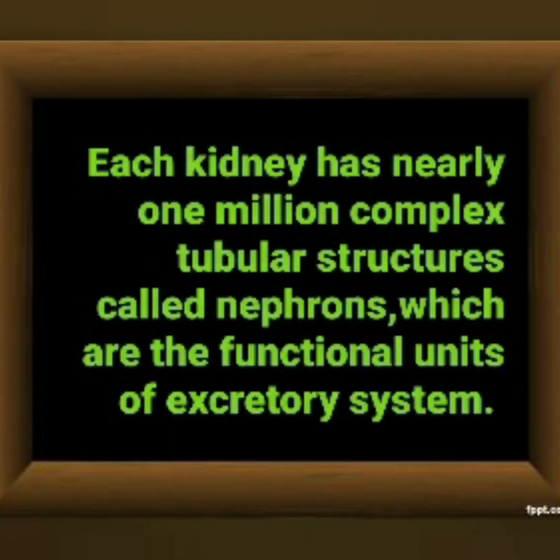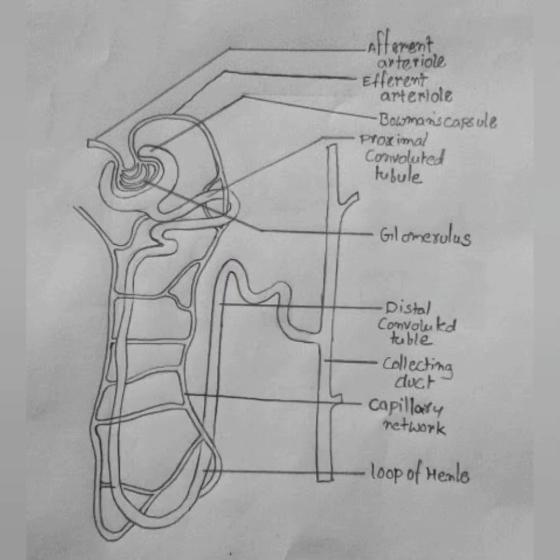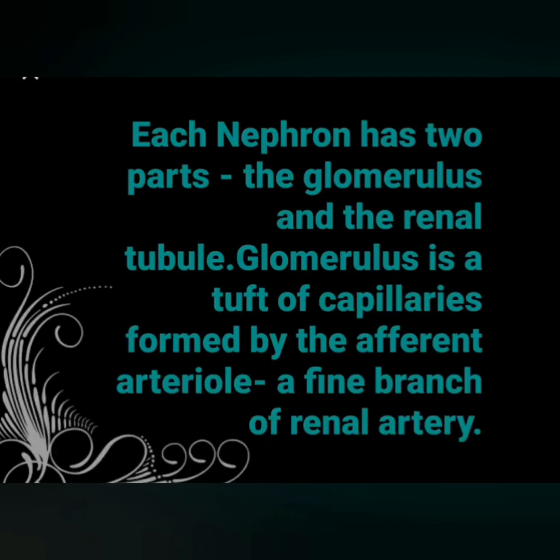Each kidney has nearly 1 million complex tubular structures called nephrons, which are the functional units of the excretory system. Here you can see the structural and functional unit of the excretory system, namely nephron. The anterior end has a cup-shaped part, namely Bowman's capsule. So each nephron has two parts, the glomerulus and the renal tubule.